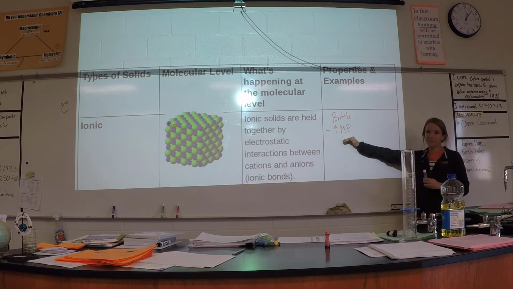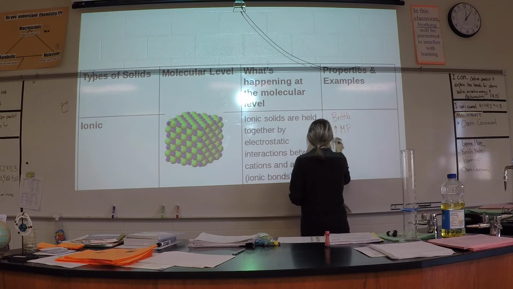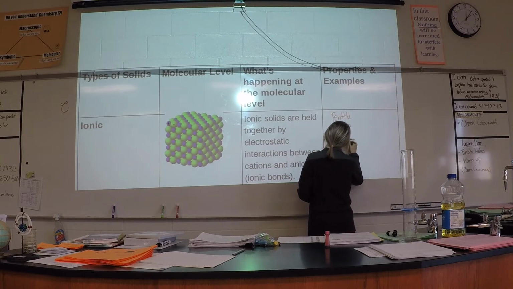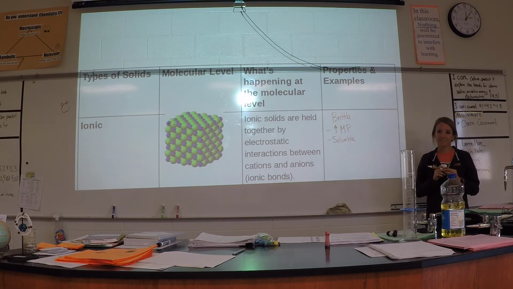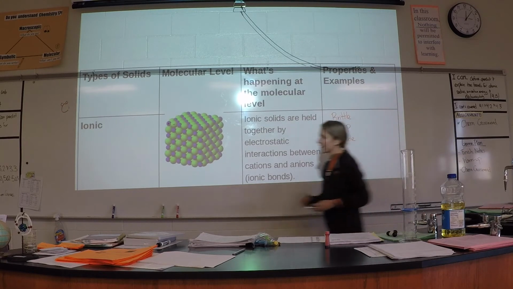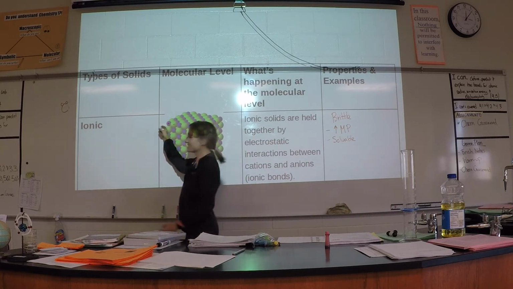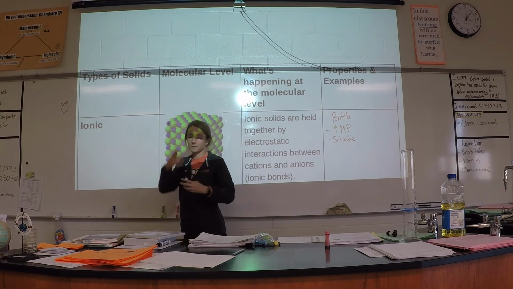Okay, good. High melting point. Other properties, Jordan? Soluble in water. Good. They are soluble in water. So how does that work? Well, because the hydrogen and oxygen have positive and negatives to attach to it. Perfect, right? Our water's a little magnet. These are little magnets. Pull it apart. Good. Have some ideas, Jordan.